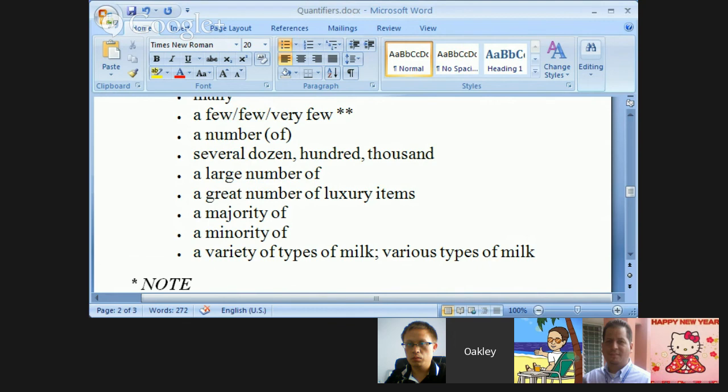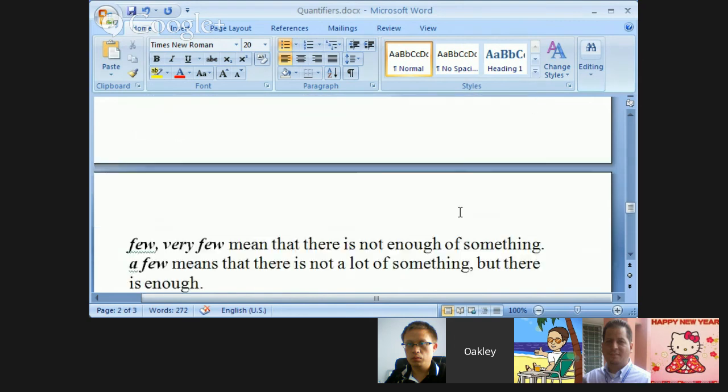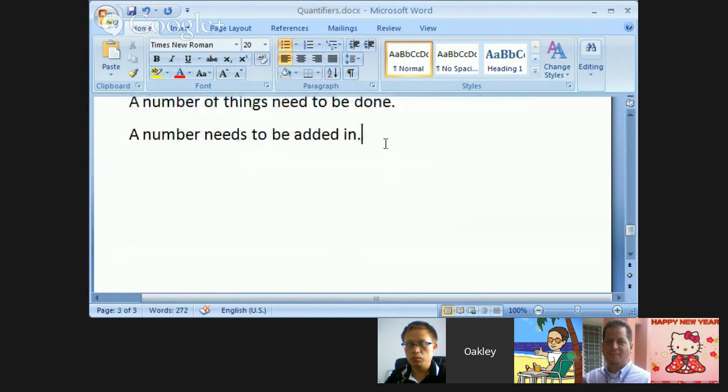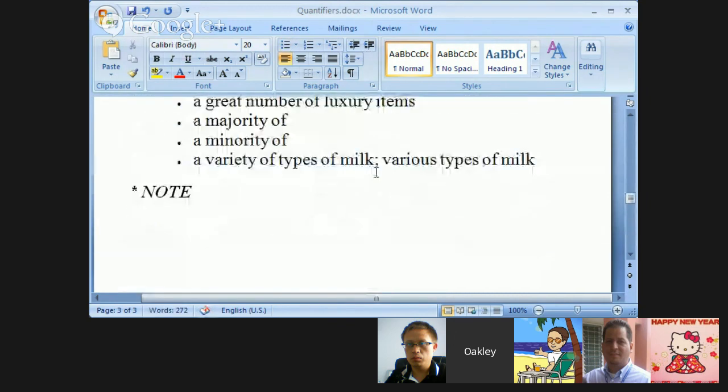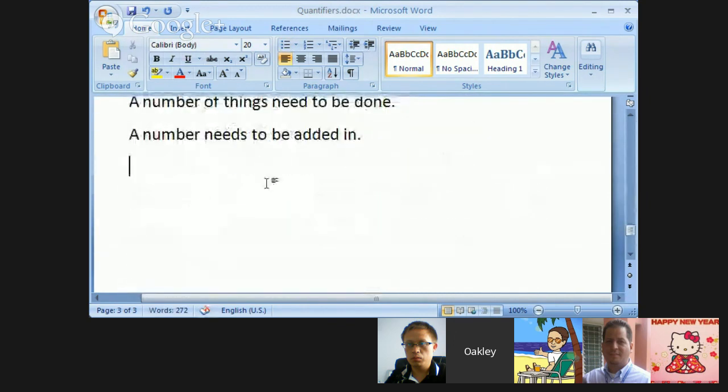So a minority of belongs on the list. What else? We've got like five minutes. Actually, are there other quantifiers that we can think of that we haven't looked at? A pile of. A pile of. And how would I use that in a sentence?